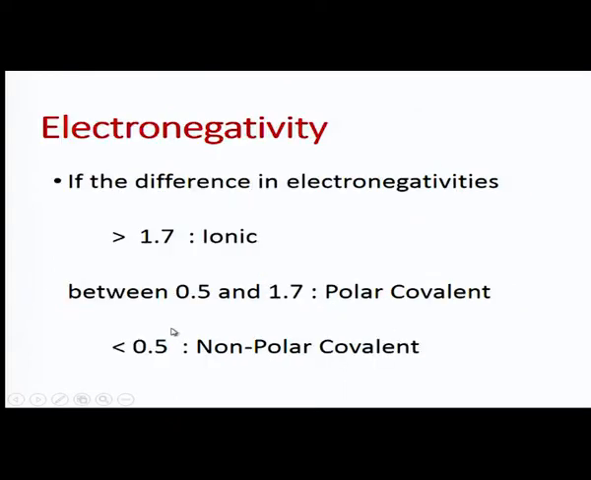If the difference in electronegativity is greater than 1.7, let us say, then it is an ionic bond. If the electronegativity difference lies between 0.5 and 1.7, it is called polar covalent, and finally, if the difference in electronegativity is less than 0.5, it is a non-polar covalent bond.